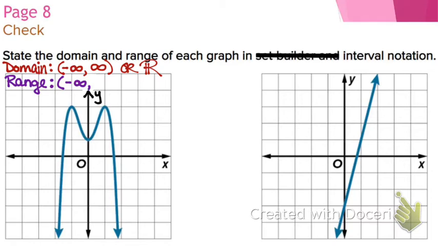So where does it top out at? Looks like 1, 2. Everything is below that, right? And that is 3 on the y-axis. That is the highest it ever goes. 3.